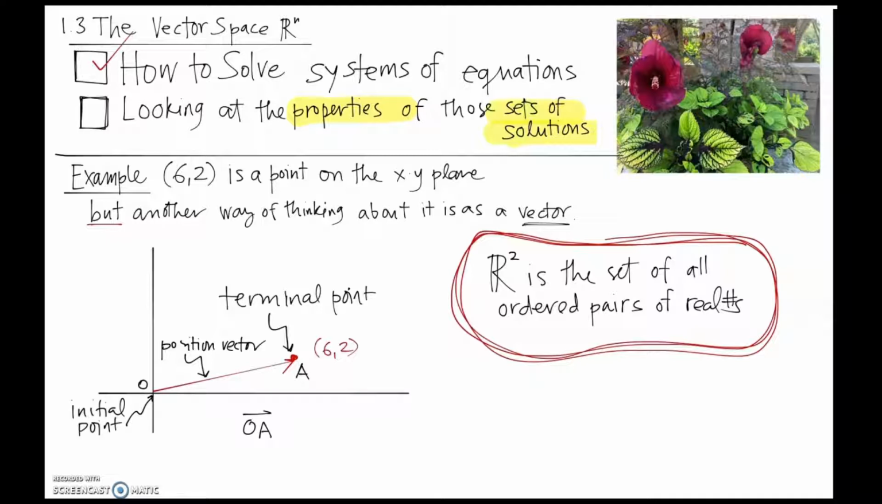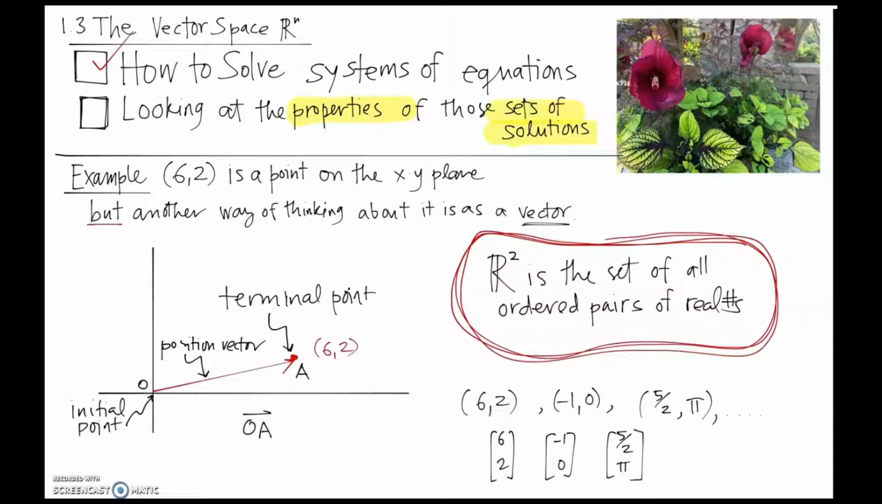So for example, obviously 6, 2 is in this set. And another ordered pair that could be in this set would be -1, 0. Another one would be maybe 5/2, pi. There's infinitely many. And sometimes we write these not just horizontally, but as column vectors like this. So we'll also see this notation.